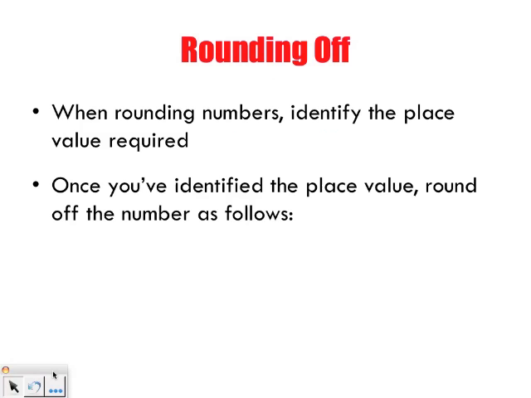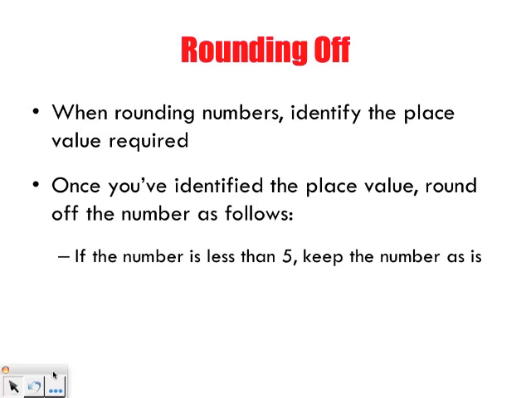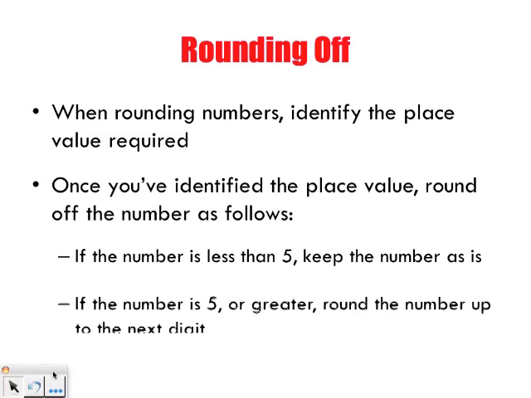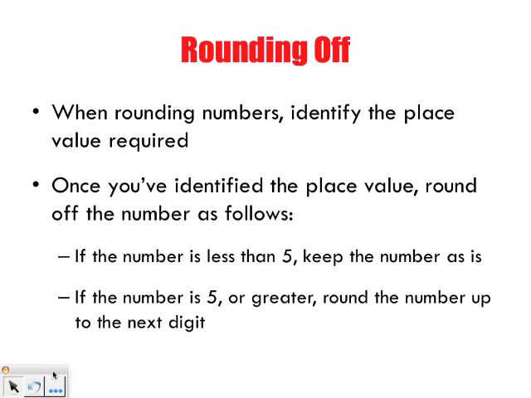Now, rounding off. Here's where things can get a little bit tricky. When rounding numbers, identify the place value required. Once you've identified the place value, round off the number as follows. If the number is less than 5, keep the number as is. If the number is 5 or greater, which includes 5, round the number to the next digit. That's pretty much the rule.